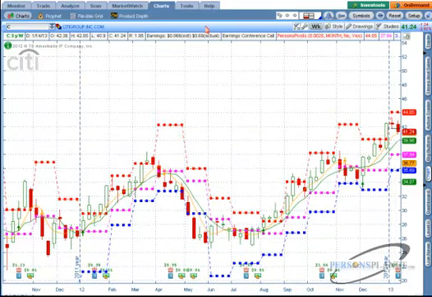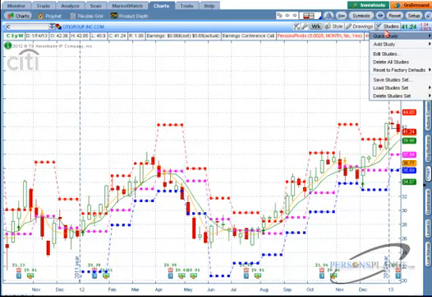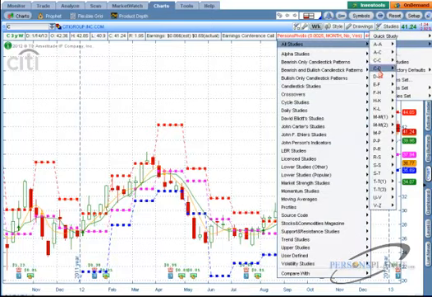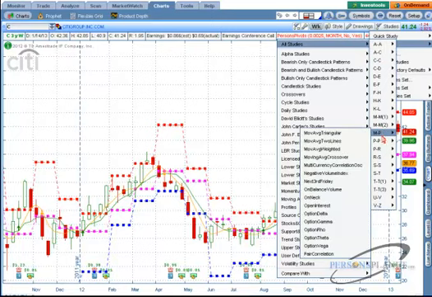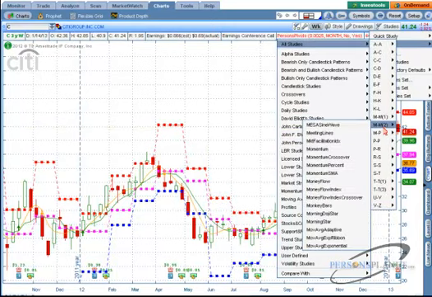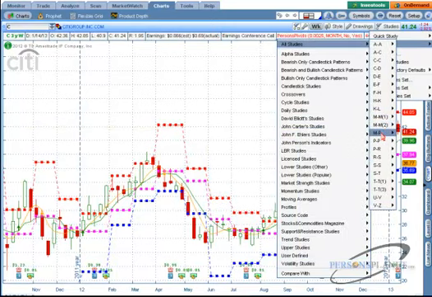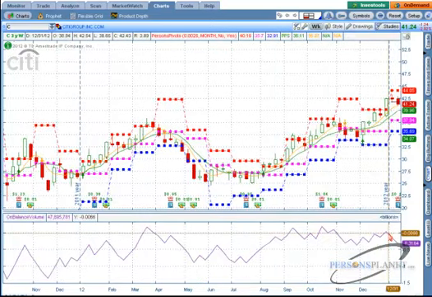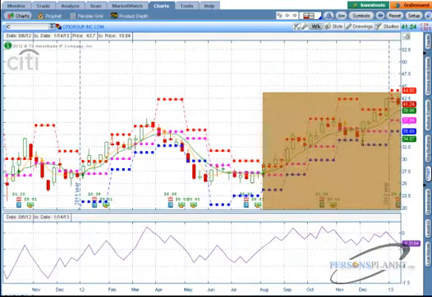So how do you utilize one with the other? If you want to quantify, you go to studies, and I'm going to add a study real quick. I'm going to add one other study, and I want to look at on-balance volume. We go right. All right, this is tough for me. On-balance volume. There it is. Okay. All right, now let's take a gander at this together.